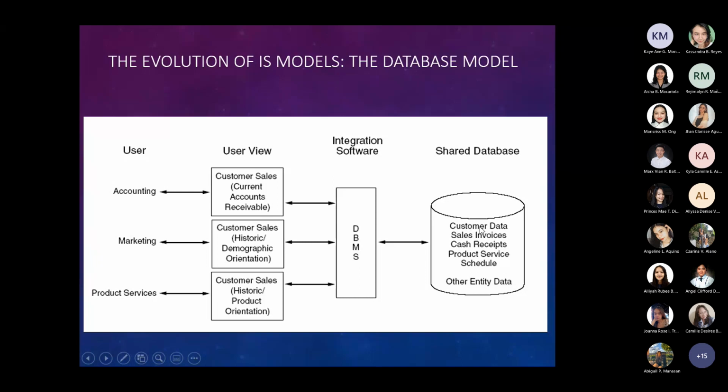Andoon na po yung customer's data, sales invoice, cash receipt, product service schedule, and other entity data. It is being shared by different user. Iisang data na ini-store, iisang i-update, nasa shared database using database management system. Kaya ang tawag sa kanya, database model.